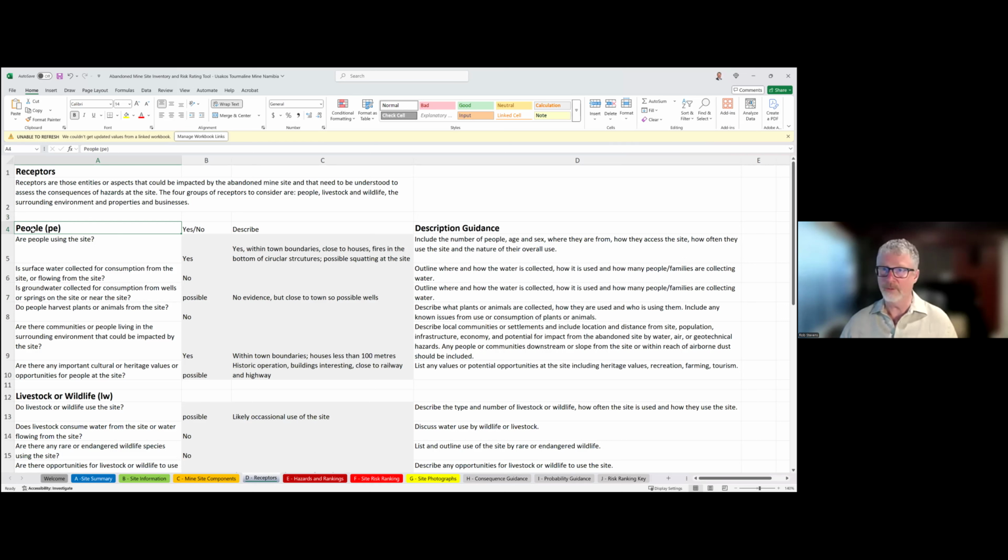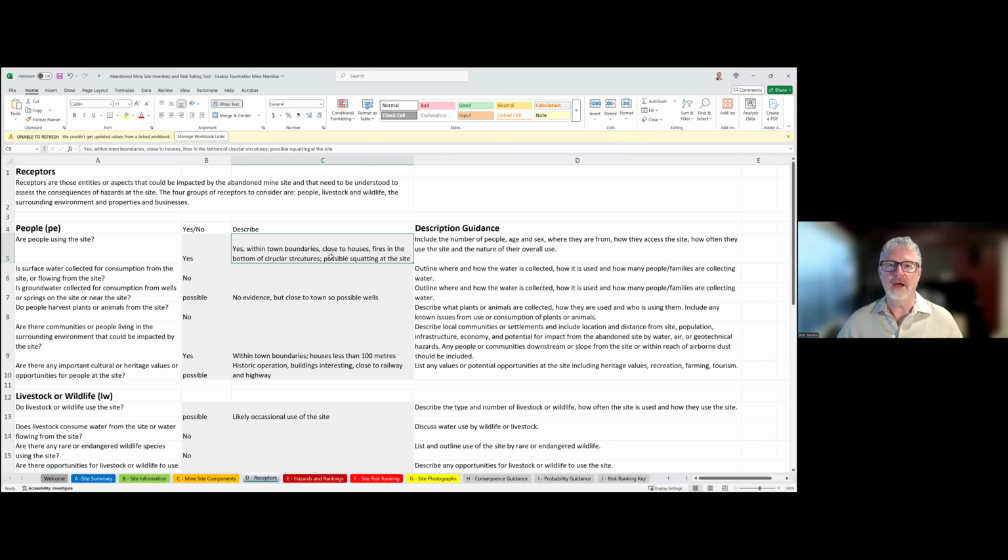So, for example, with people, in order to understand the risks to people, we need to know are they using the site. So the way that this tab works is there's a series of questions for each of those different receptors. And then you can answer the question, so are people using the site? That's a pretty straightforward one to start with. The answer is yes, no, possible, unknown, and not applicable. So there's a few choices there. And then you would describe that. And again, we provide guidance on the kind of information that you should put in describing that site. So in this case, are people using the site?